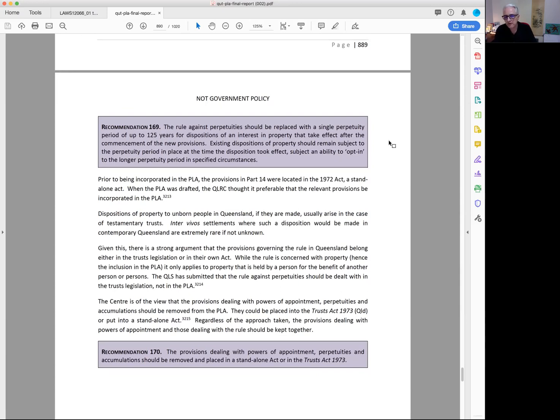Now you can see there that what's being proposed is the rule against perpetuities should be replaced with a single perpetuity period of up to 125 years for dispositions of an interest in property that take effect after the commencement of the new provisions. Existing dispositions of property should remain subject to the perpetuity period in place at the time the disposition took effect, subject to an ability to opt in to the longer perpetuity period in specified circumstances. This again is a response to the variability of the rule's application. Under the current PLA, it's 80 years. This is being proposed to extend to 125 years, again, to further overcome any concerns about remoteness of vesting. The purpose here is to enable the gift to vest at the end of the day.